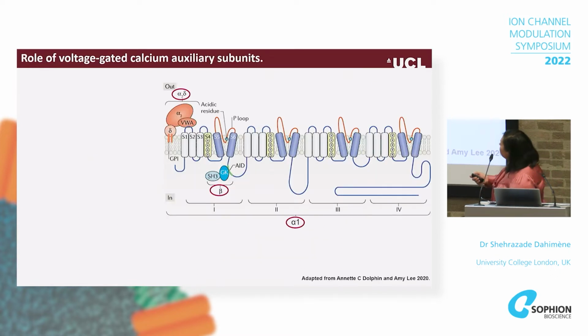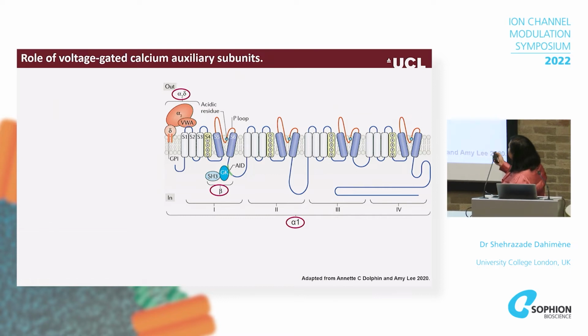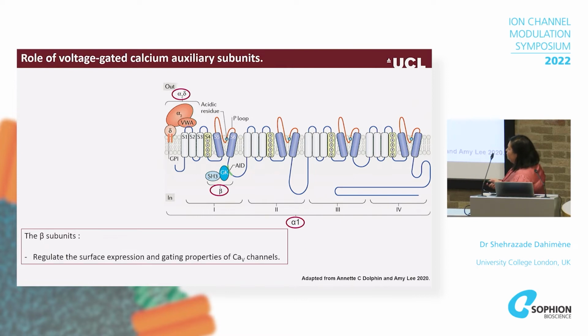So this is a schematic of the channel complex. This is the pore-forming subunit, also called the main subunit. It is associated with the cytoplasmic beta subunit shown in here. The beta subunits regulate the surface expression and the gating properties of the CaV channels.